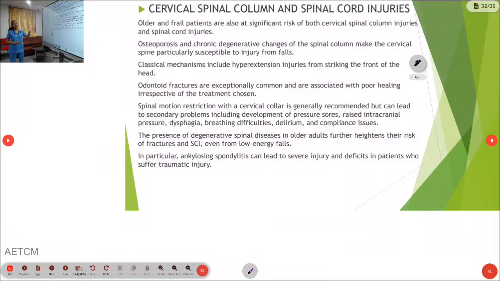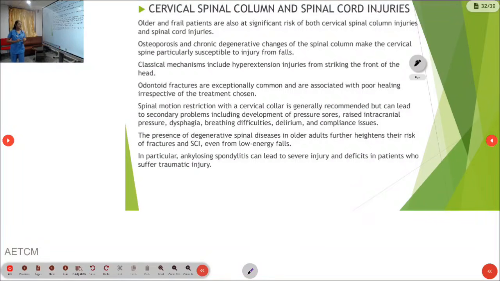This is a new thing added in the 11th edition of the ATLS book, that is cervical spine column and spinal cord injuries in elderly patients. Older patients have an increased risk of both cervical spine column injury and cervical cord injury due to osteoporotic and chronic degenerative conditions. They are more susceptible to injury from a fall. Classic mechanisms include hyperextension injuries from striking the front of the head. Odontoid fractures are exceptionally common and are also associated with poor healing irrespective of treatment choice.